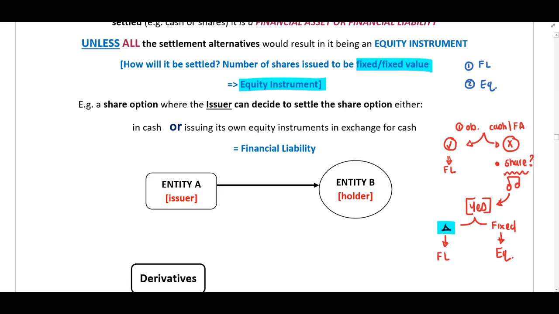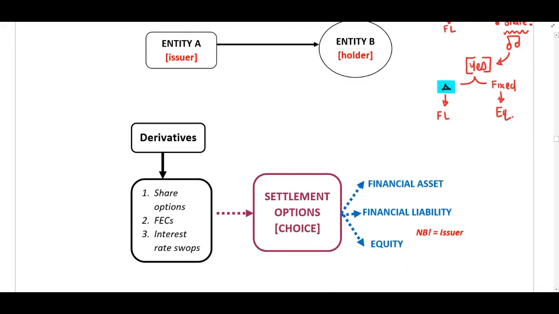Again, abbreviations that I have used throughout our notes and lectures. If the share option, where the issuer can decide to settle the share option either in cash or its own equity instruments in exchange for cash, and these instruments are variable, then it is a financial liability. Remember settlement options. The issuer or the holder can choose.